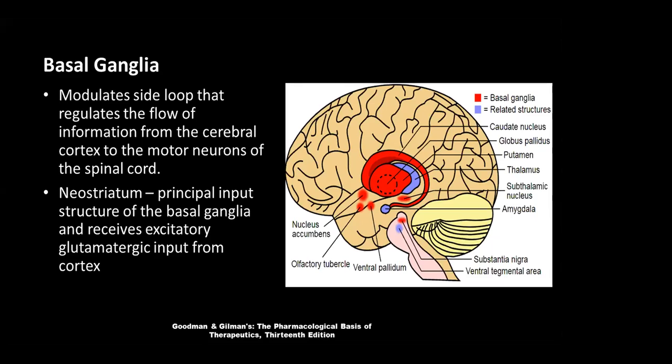For the normal circuitry of the basal ganglia, in the next slide I will explain the normal circuitry of the basal ganglia. So for the function of the basal ganglia, it modulates the information or the input from the cerebral cortex, the motor neurons of the spinal cord, and the neostriatum. This is the principal input structure of the basal ganglia and receives the excitatory glutamatergic input from the cortex.